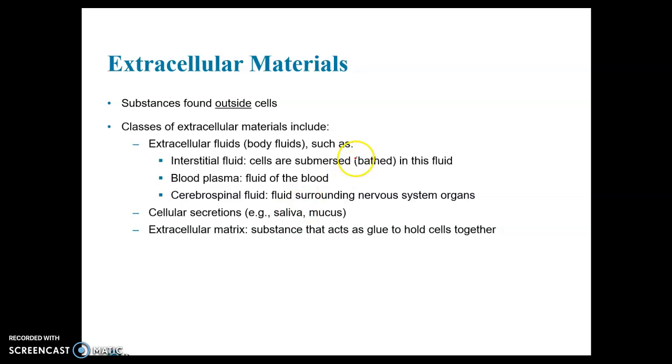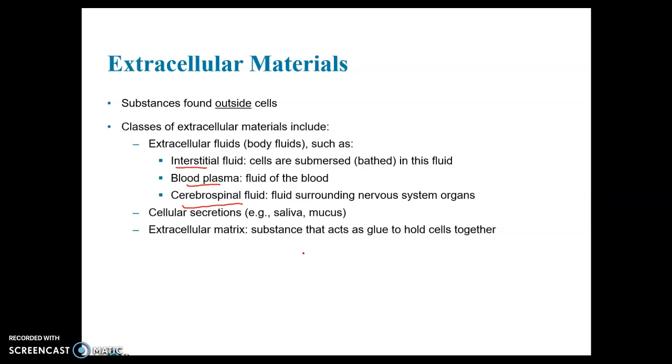Substances found outside cells we call extracellular materials. So that's going to be extracellular fluids or body fluids, such as interstitial fluid. Often this is called tissue fluid, just by regular language, but it's interstitial fluid or tissue fluid that surrounds our cells. And blood plasma is the fluid found in the blood that surrounds our blood cells. And then there's fluid that surrounds the brain and the spinal cord called cerebrospinal fluid, or CSF.